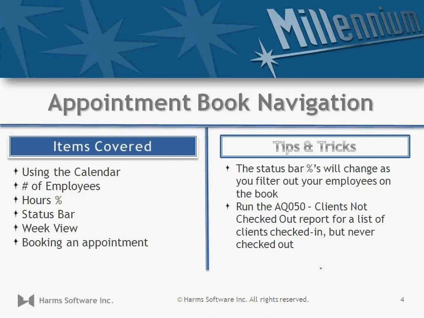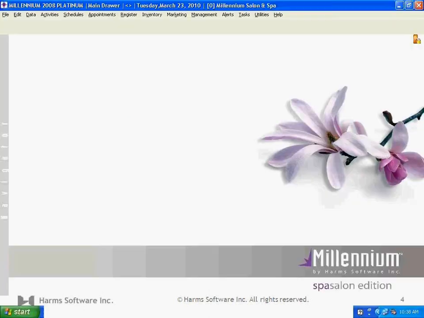The next thing that we're going to take a look at is our appointment book navigation. So some of the items covered here is using the calendar, taking a look at employees, our hours, the status bar that goes along the bottom, our week view, and actually going ahead and booking an appointment. We come back into Millennium.